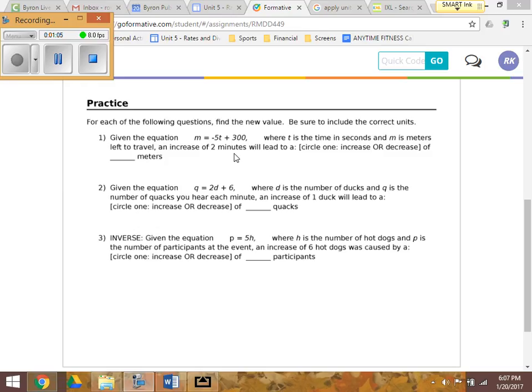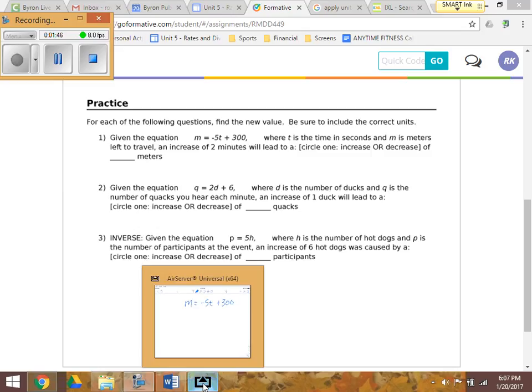So now, again, if I'm reading this correctly, if I am traveling for any amount of time, I would imagine that my distance is going to go down because, let's say I'm trying to get to Rochester from Byron. And if I start walking, every second that I walk, I'm going to have less distance to go because I'm walking towards Rochester. So I would imagine that as my time increases, my distance, my m, should actually go down. But let's check it out and make sure, okay?